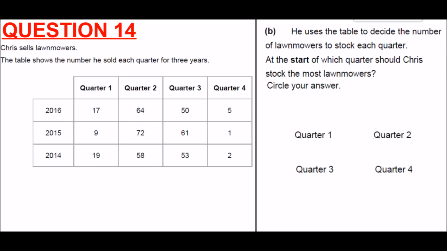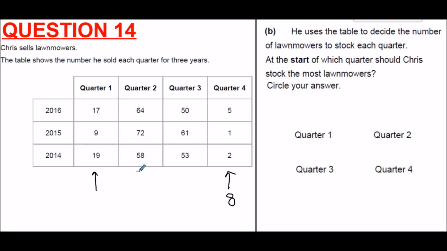Part B, he's using the table to decide the number of lawnmowers to stock each quarter. So at the start of which quarter should Chris stock the most lawnmowers? Circle your answer. Now, obviously it looks like the quarters are varying from time to time, but definitely quarter 4 seems to be the quietest for each year. So quarter 4, he only ever sells 8, so he doesn't need to stock too many for quarter 4.